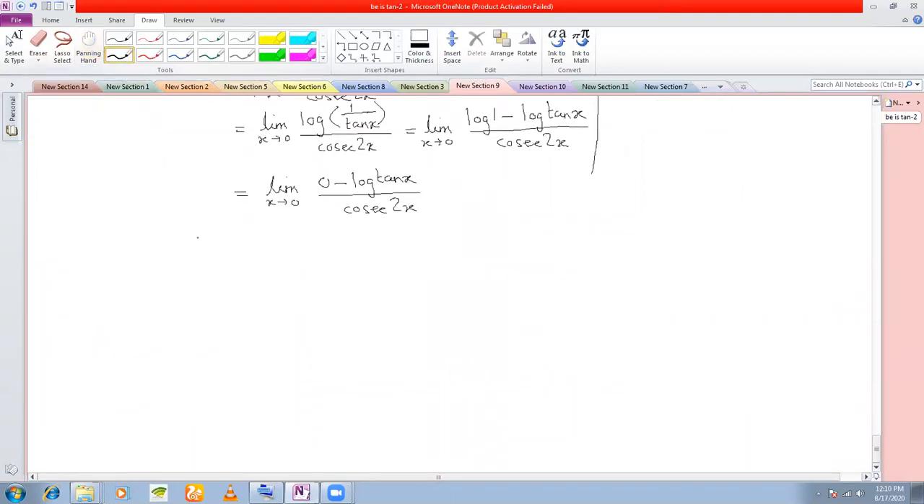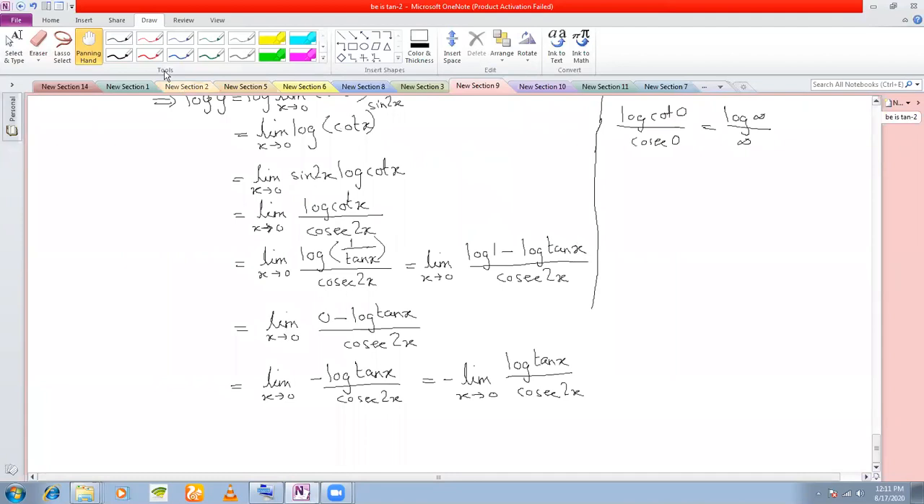Okay, so this becomes limit x tends to 0 of minus log tan x divided by cosec 2x. Now this is a very important step. We shall use this technique when we do integration. You take the minus out, you get minus log tan x divided by cosec 2x.